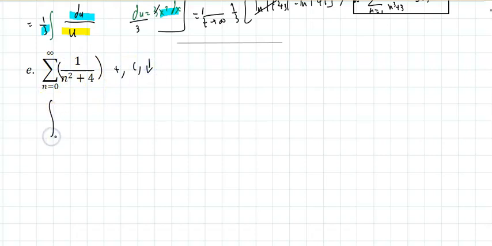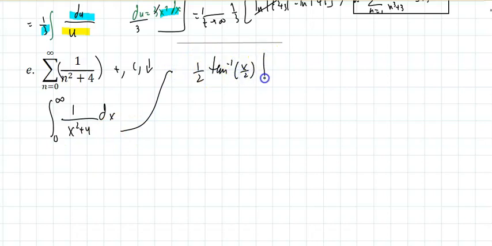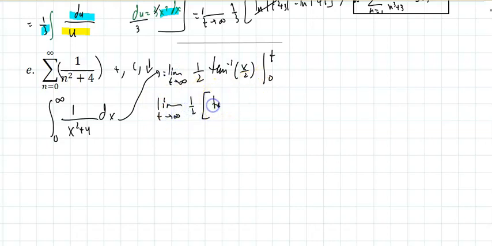If I integrate from 0 to infinity, 1 over x squared plus 4 dx, I know what this is. This is 1 over 2 inverse tangent of x over 2, evaluated from 0 to t, and taking the limit as t approaches infinity, limit as t approaches infinity of 1/2, inverse tangent of t over 2 minus inverse tangent of 0 over 2.